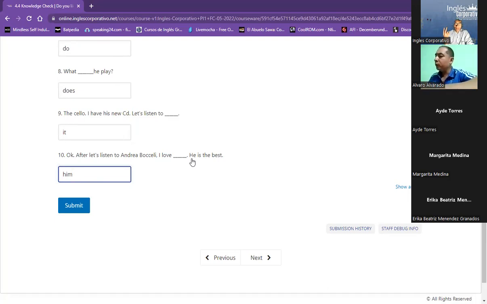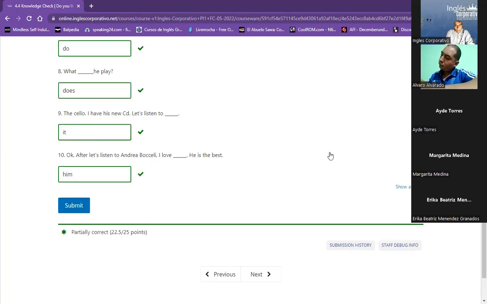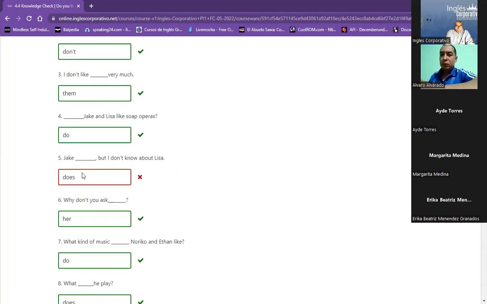una noción de qué pronoun puede ser. Porque si yo les pregunto, Andrea, Andrea Bocelli, nosotros nos suena como nombre de una mujer, pero no, es un hombre. Y aquí se recalca. Veamos cómo están nuestras respuestas. Hubo una que nos equivocamos.